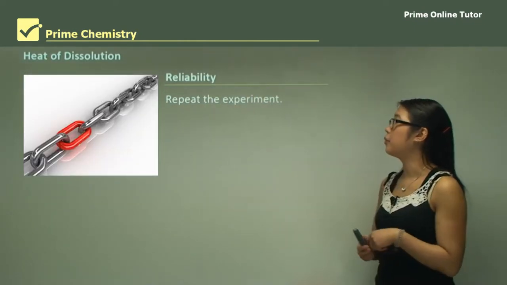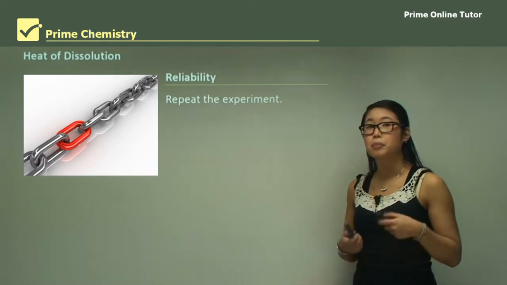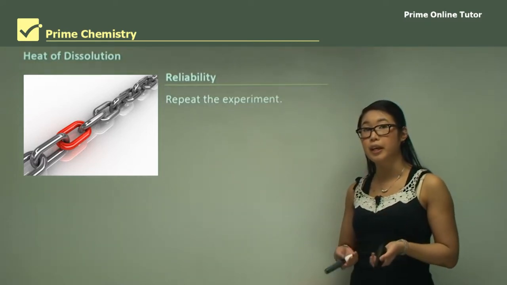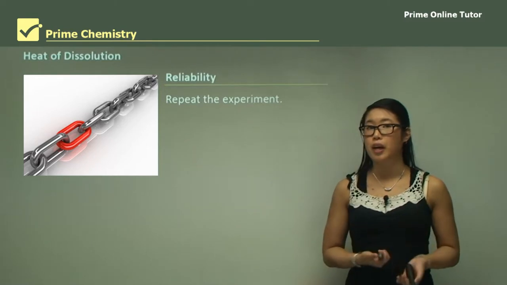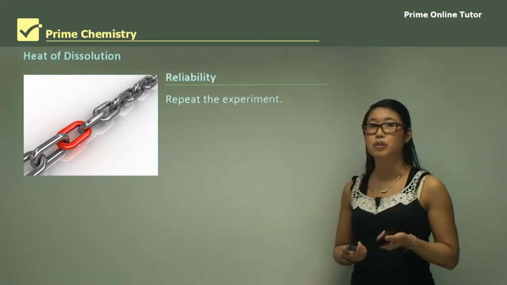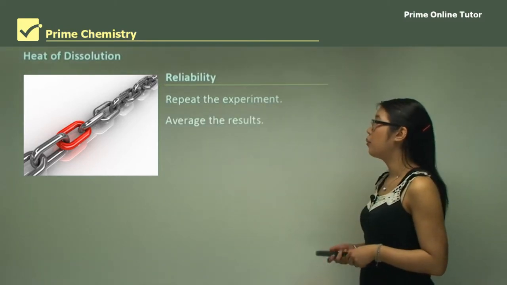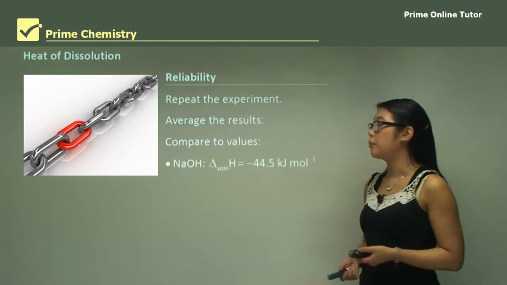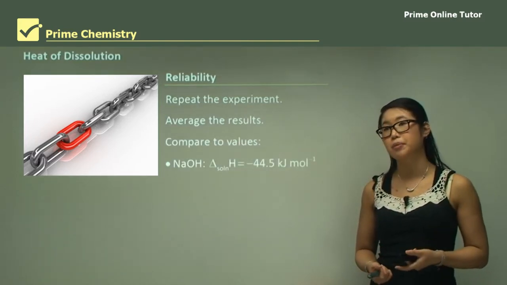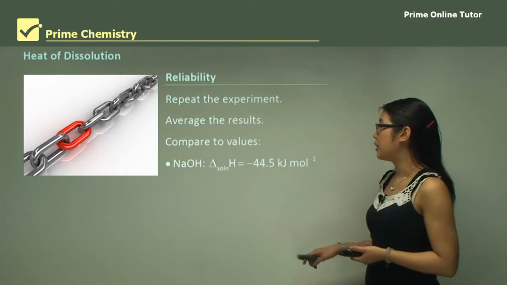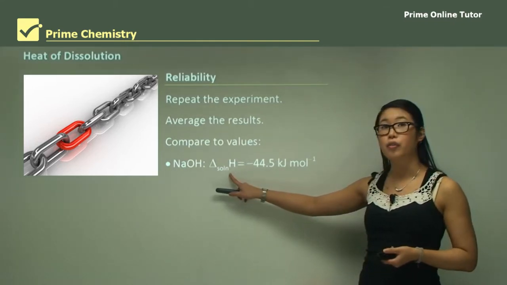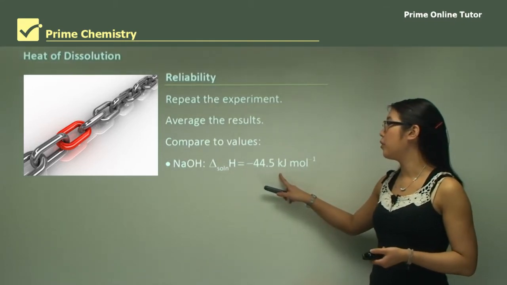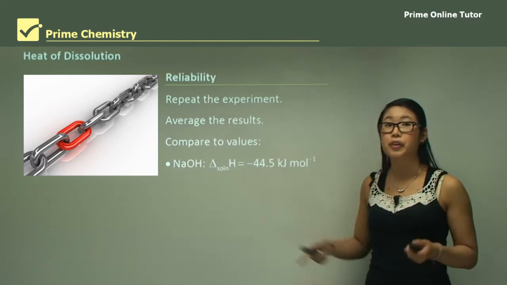So reliability. We can repeat the experiment. The more times we repeat it and the more times it's the same and consistent, we know our results are reliable and they're most likely true. We then have to average the results and compare values. So we can look into the textbooks or online and see that the delta H of sodium hydroxide is minus 44.5, which is very similar to what we had.